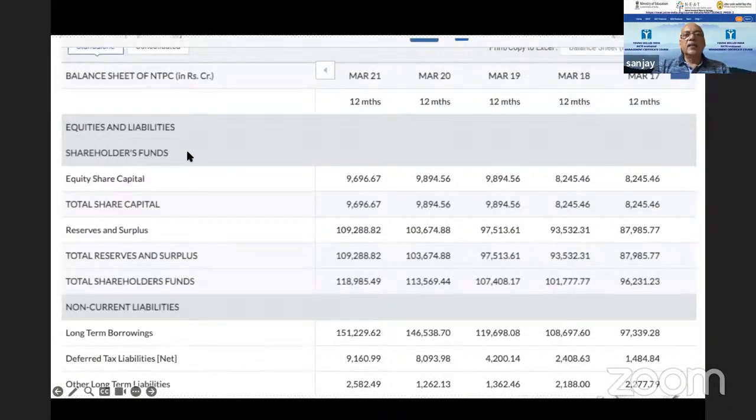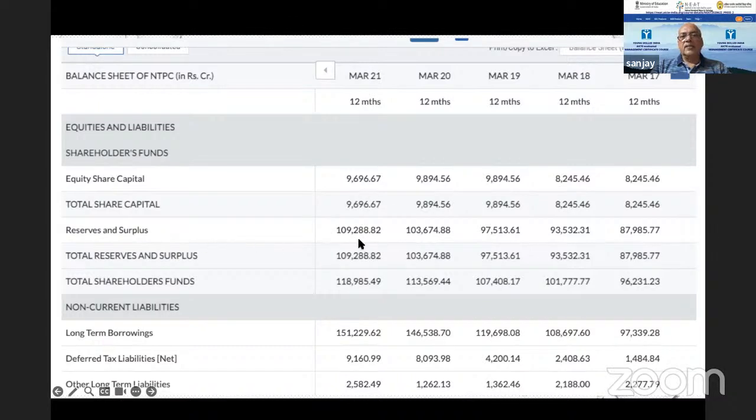Let's have a look at this in the case of different companies. So here we have the balance sheet of NTPC, the National Thermal Power Corporation of India. This is a company which is very capital intensive. It requires a lot of capital to run a thermal power company. Now, if you look at their equity share capital, I've given you 5 years here, from March 2017 to March 21. And what do we see here? We find that in March 17, it had 8,245 crores of share capital. This has increased to 9,696.67 crores in March 21.